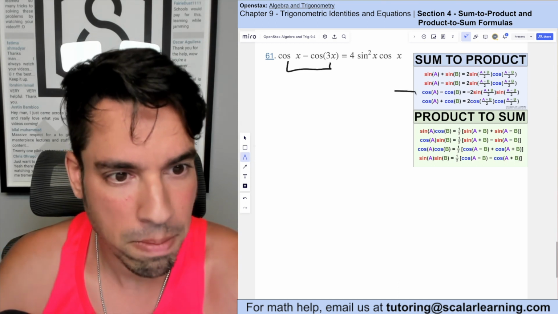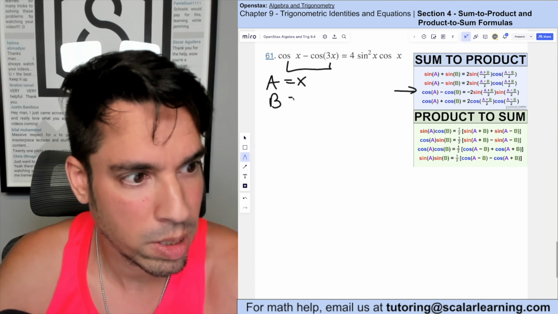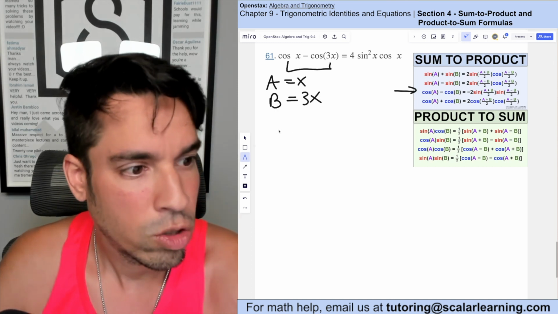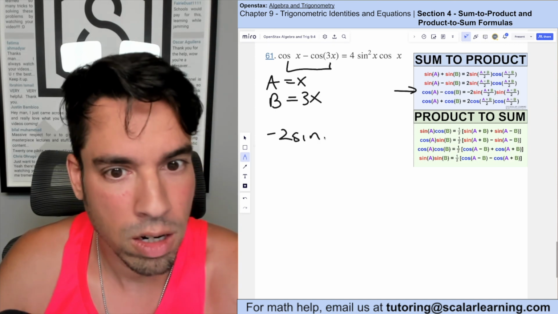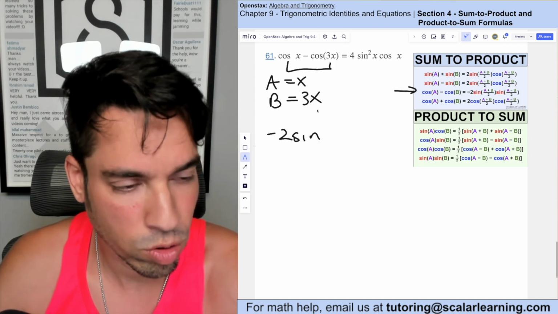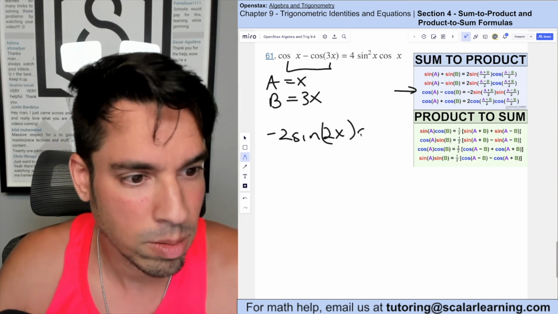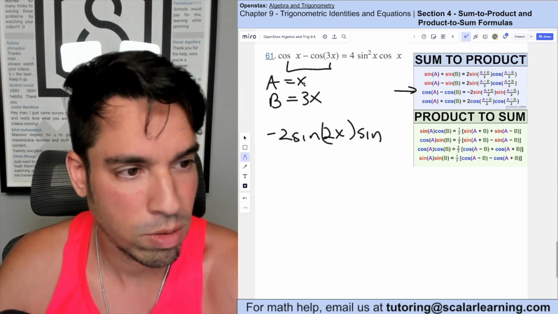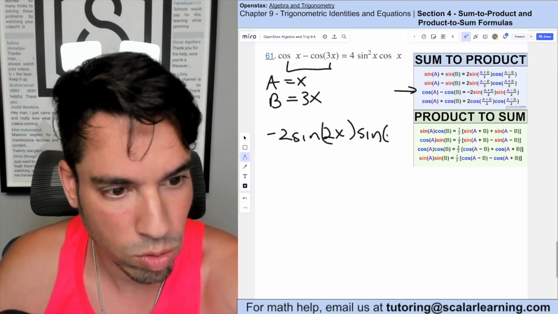For this one, I'm going to choose sum to product. It's cosine minus cosine right here. So I'm going to set a equal to x, that first one, b is equal to 3x. So this will become negative 2 sine of (a plus b) divided by 2. x plus 3x is 4x divided by 2 is 2x. And then again times sine of (a minus b). x minus 3x is negative 2x, divided by 2 is negative x.